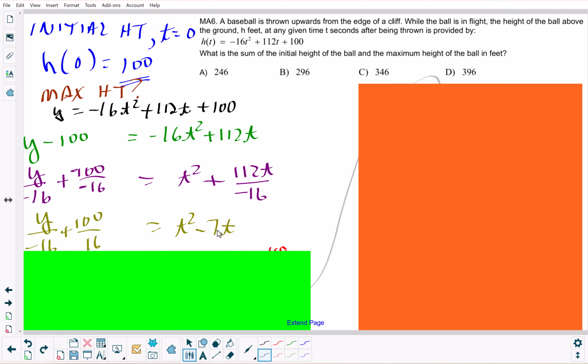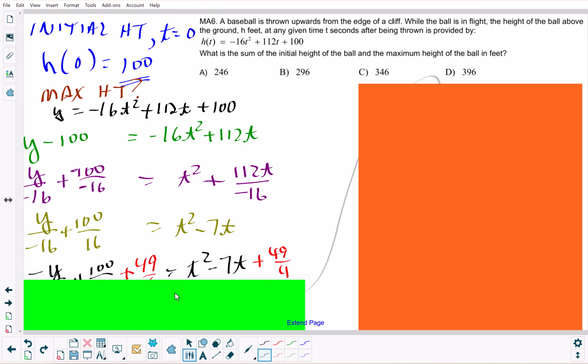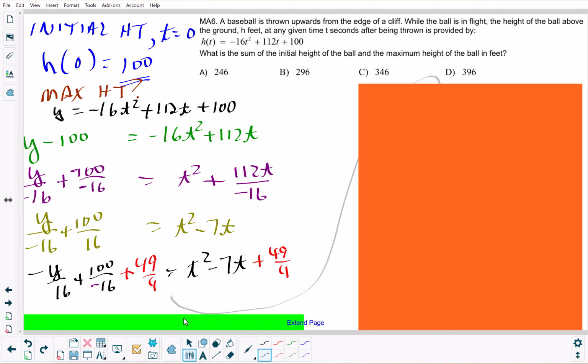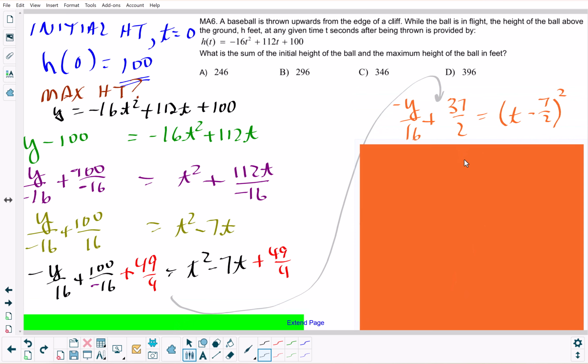This simplifies to negative 7t. And so I'm going to add half of this coefficient squared to both sides, which is 49/4. Simplifying the left, we're getting negative y over 16 plus 37 over 2 equals, and this is how this factors, t minus 7 halves, the quantity squared.